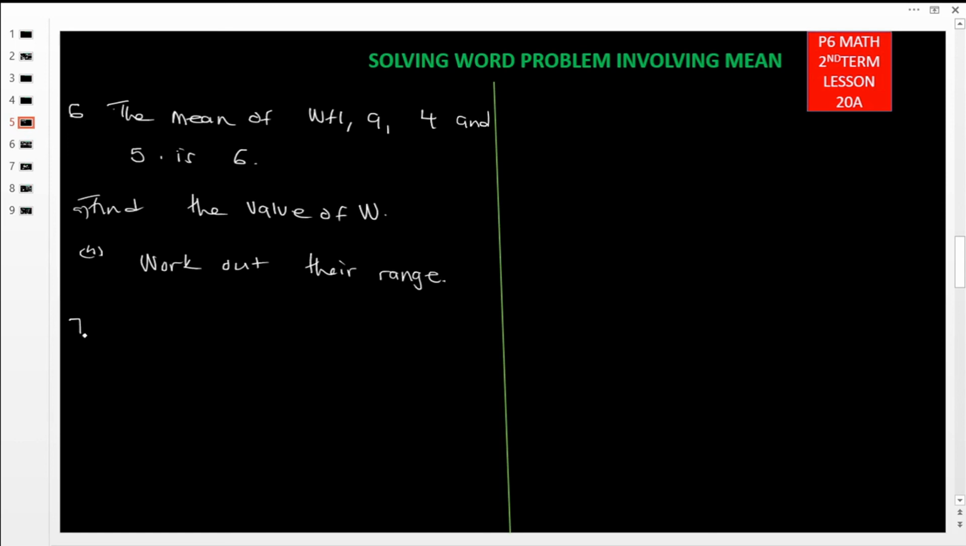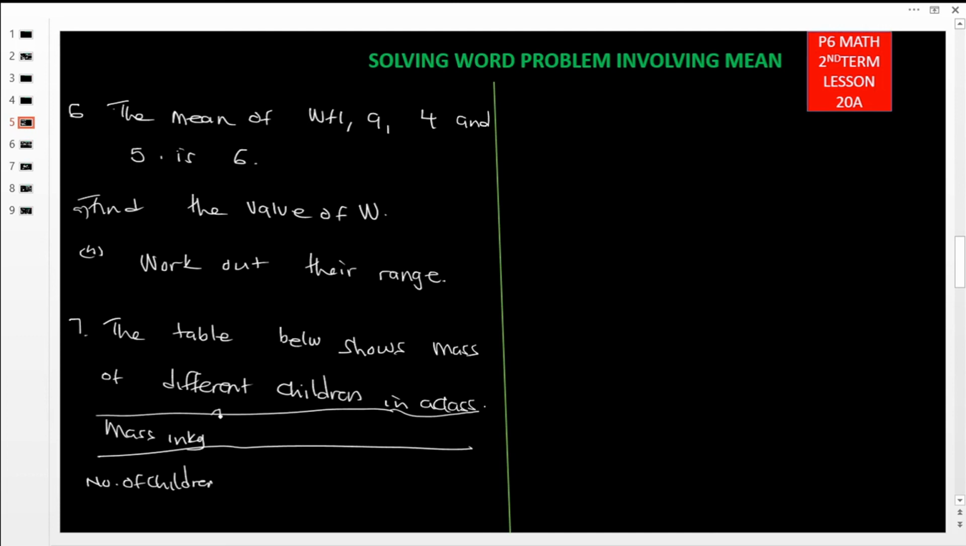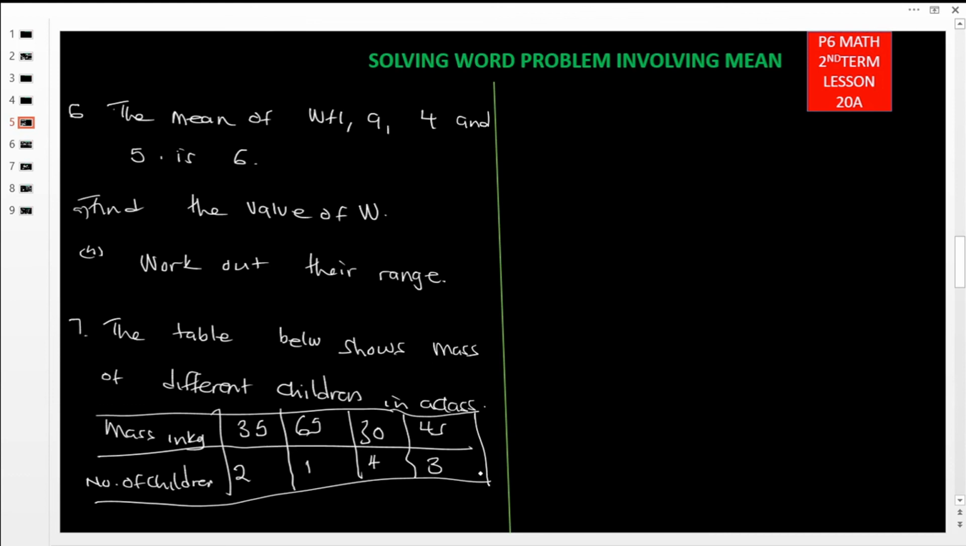Then number 7, it is saying the table below shows mass of different children in a class. So here we have mass in kilograms, then number of children. Let us look at this table, but I urge you to use a ruler. 35 kilograms, how many children were weighing that? They were 2. 65, it was 1. Then 30, here it was 4. And 45, there were 3 children.